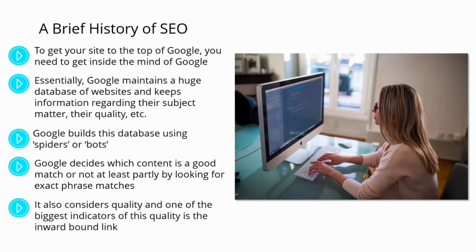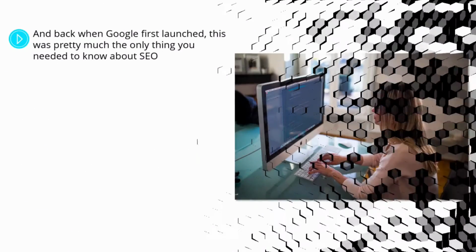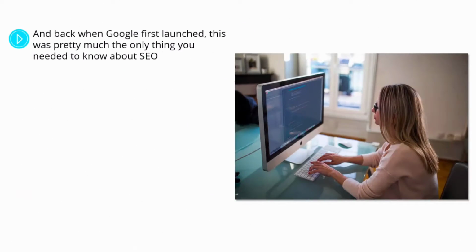It also considers quality, and one of the biggest indicators of this quality is the inbound link. The reasoning behind this is that if a website has linked to your website, then it must approve of your website. This looks like a testimony of sorts, and so the more links that point to your site, the more important and high quality it is thought to be. And back when Google first launched, this was pretty much the only thing you needed to know about SEO.